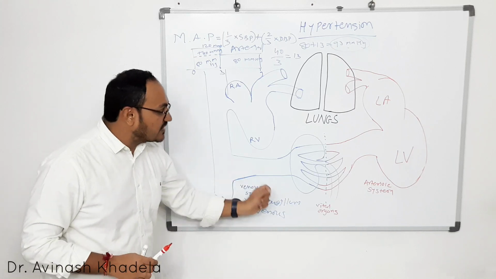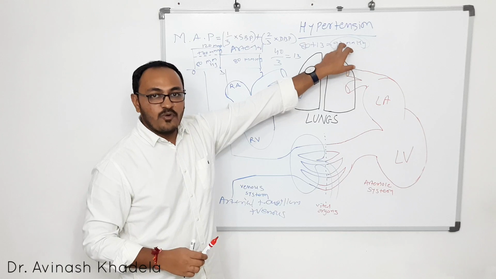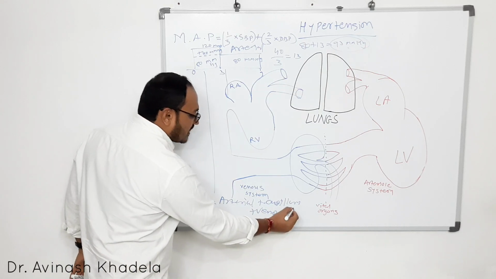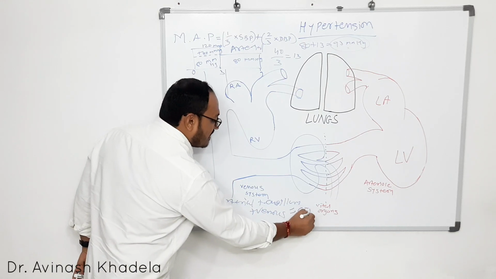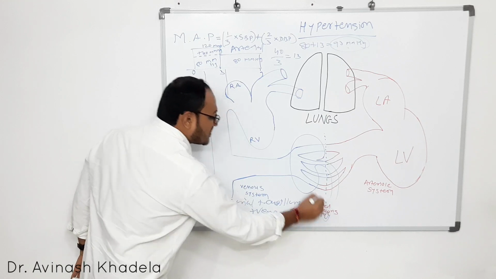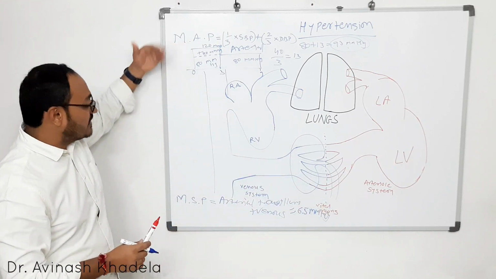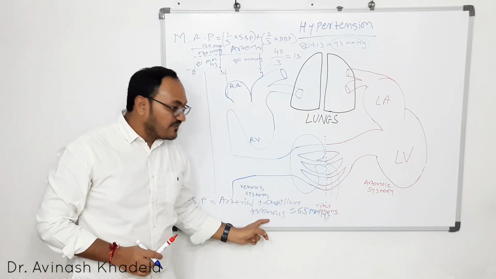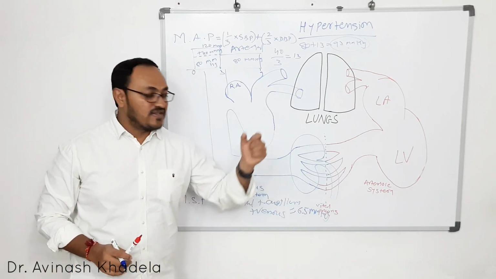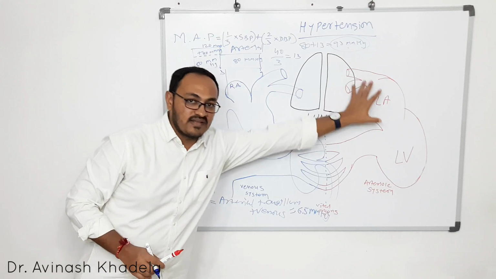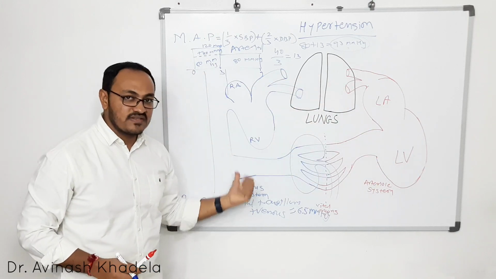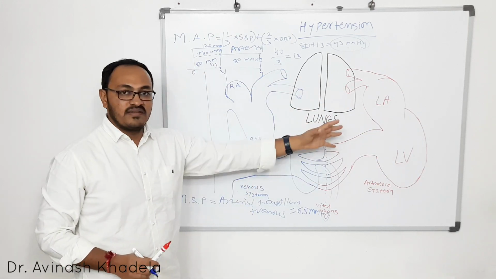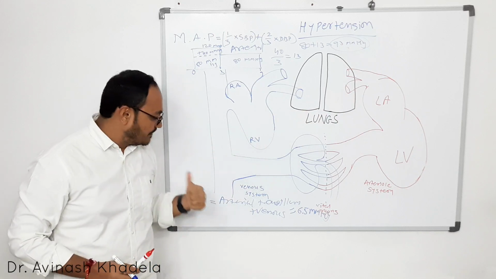Because of this reason, the mean arterial pressure comes around 90 to 100, but the mean systemic pressure comes around 6.5 mmHg. This drastic reduction from mean arterial pressure to mean systemic pressure is because the capillary and venous system is a low pressure system. This is why I have explained that this is a high pressure system and this is a low pressure system, and why we consider them so.